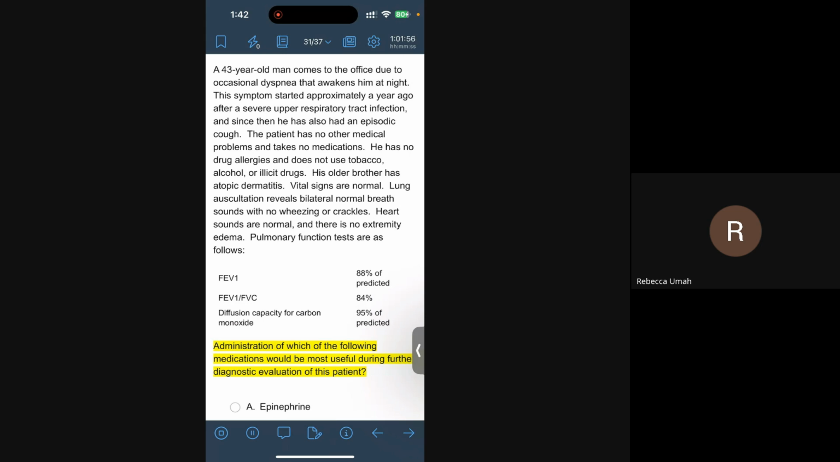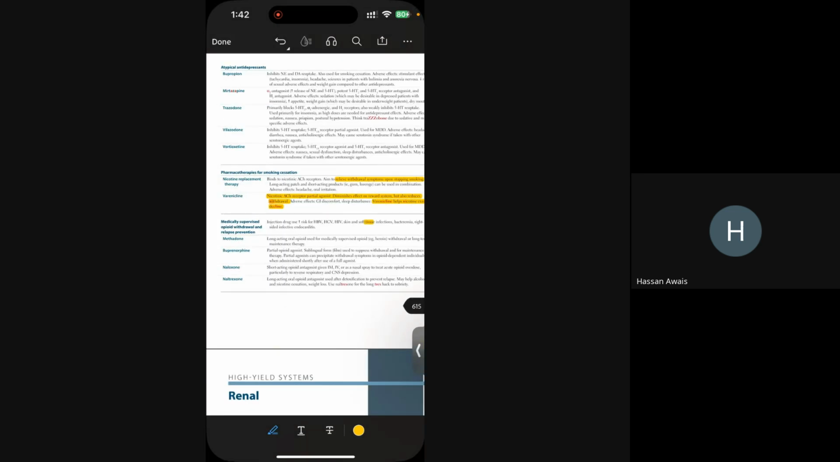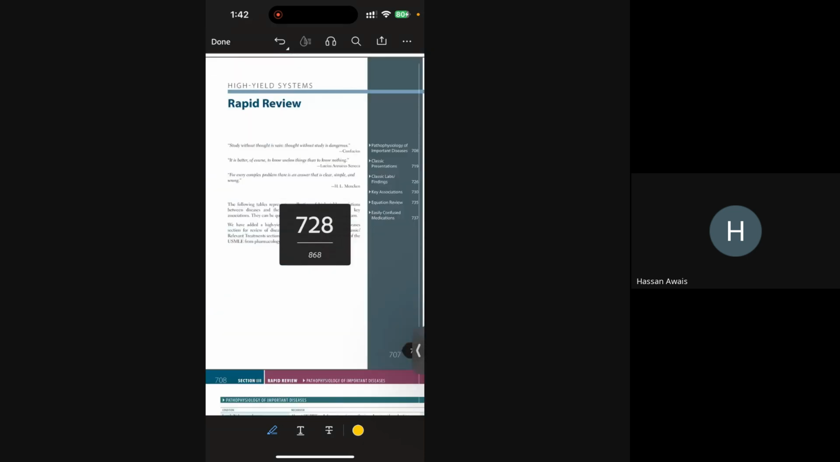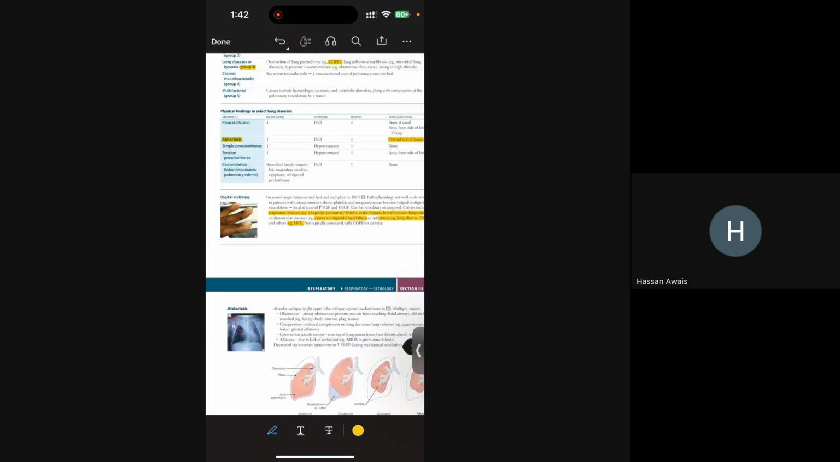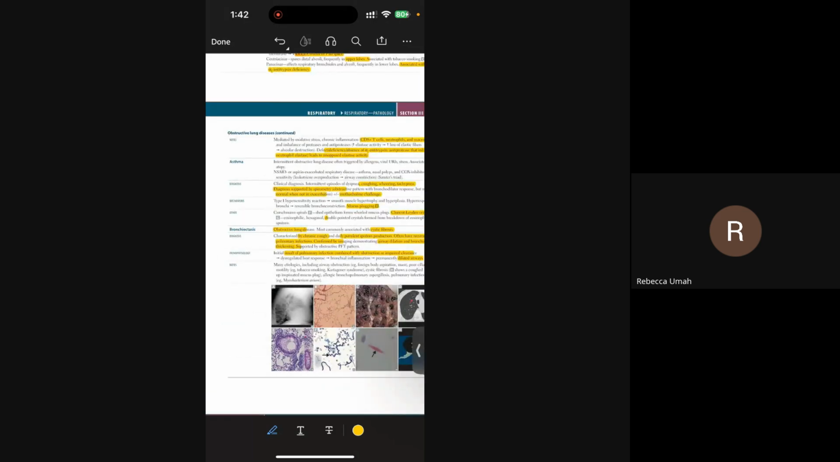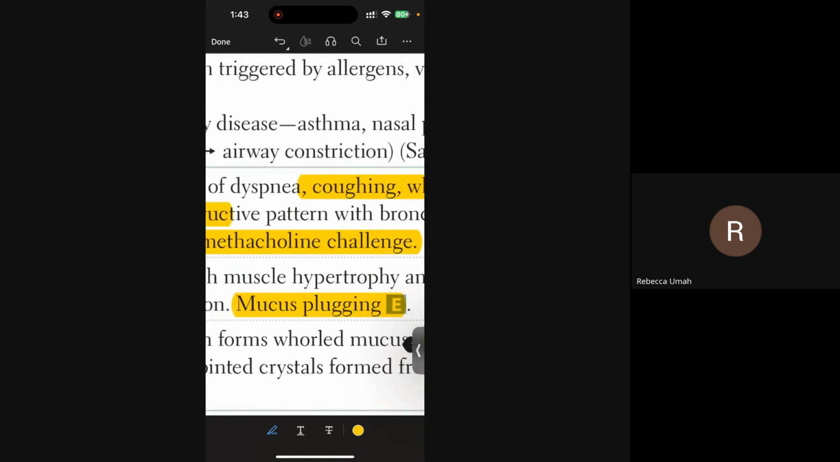What's the diagnosis here? What test do we need to do to confirm the diagnosis in this case? To confirm that the patient has asthma, because the pulmonary function tests are normal. Pulmonary function testing will be abnormal only when the patient is having an attack. So in those cases, to confirm that it is asthma, we use one more test, the methacholine challenge test.